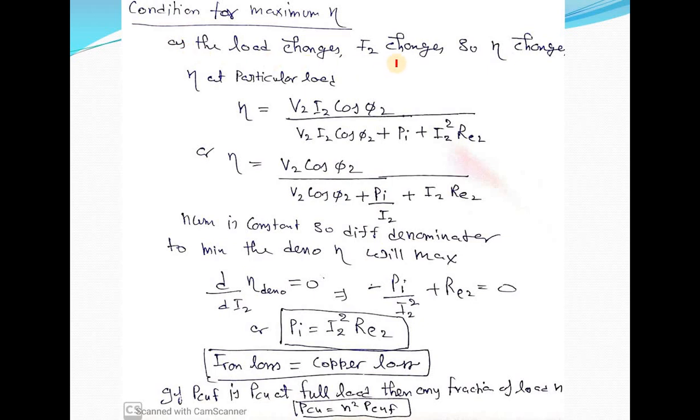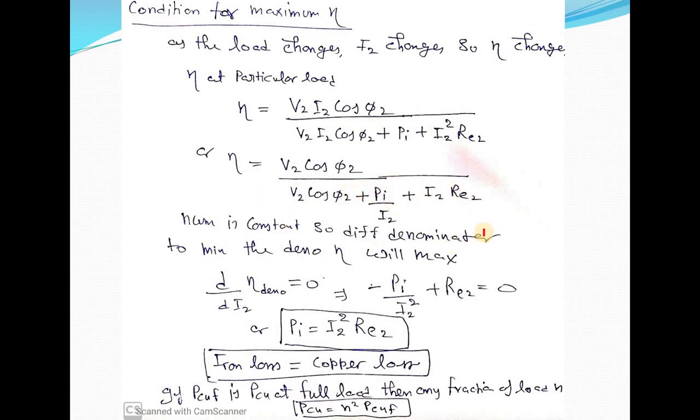So as the load changes, I2 changes, so efficiency can be written as V2 I2 cos phi 2, output, upon output plus losses: iron loss, and this is the total copper loss, Re2 the total equivalent resistance, so it is I2 squared Re2. Or if we divide by I2, this is V2 cos phi 2 upon this. So this is the numerator and this is the denominator.